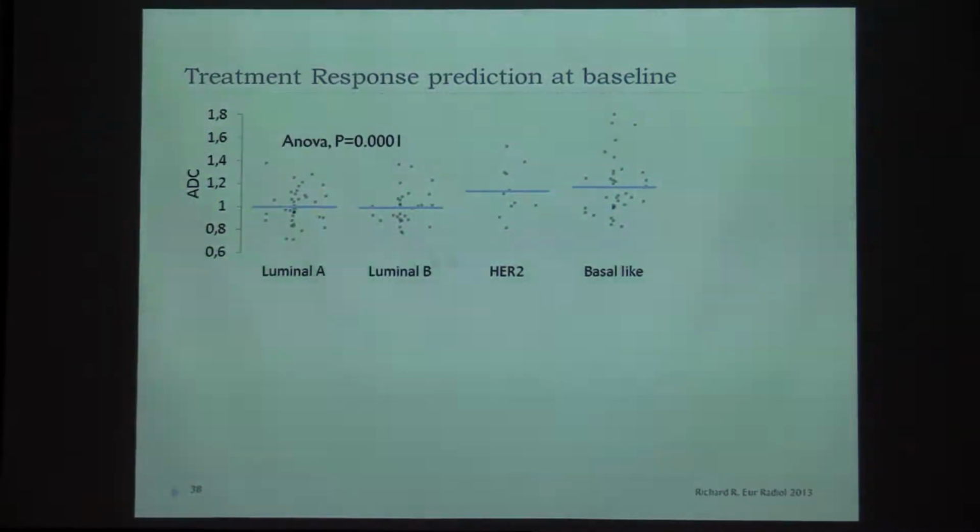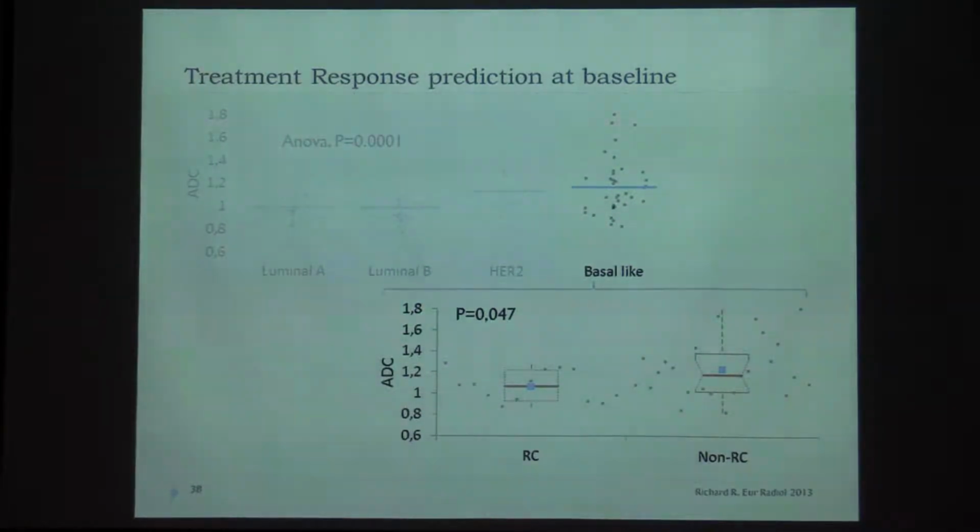So if you look at the ADC within the different groups, you can see that luminal A and luminal B have lower ADC than the other groups. HER2 have higher ADC, and basal-like have also higher ADC. So we were more interested in this group, basal-like, because there are more responses, and we found that in this particular group, if the ADC is lower than 1.2 before the treatment, this group is going to have a complete response compared to the other one.